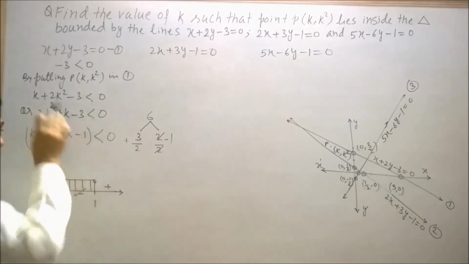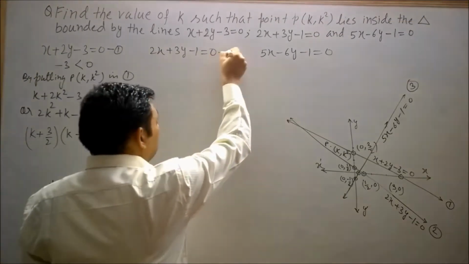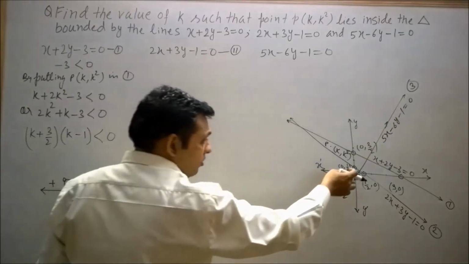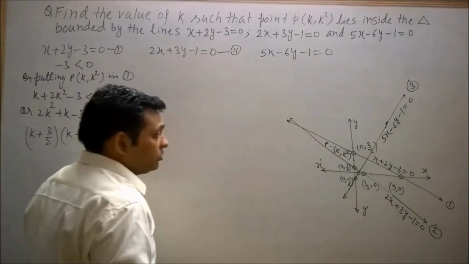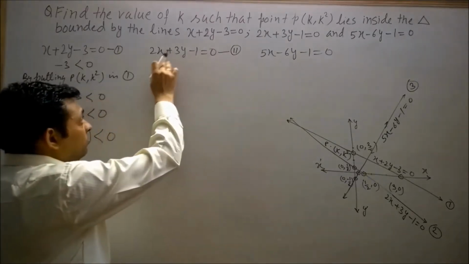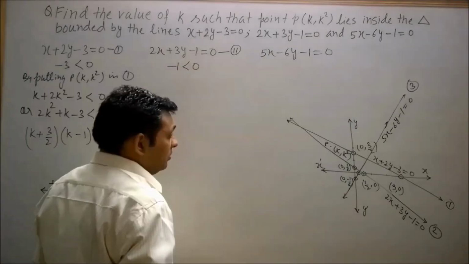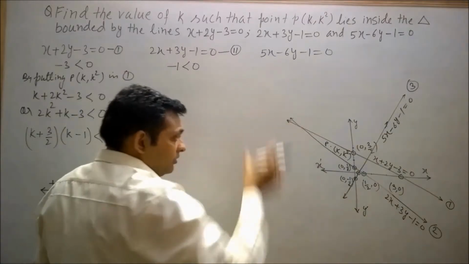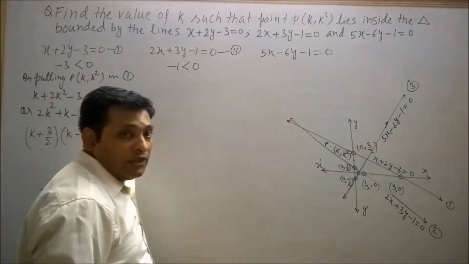These are the solution of the given inequality. Now consider the second equation. For this equation, origin and P are on the opposite side of this line. So by putting the value of origin in this equation, 0 plus 0 minus 1, minus 1 is smaller than 0. But point P and origin are on the opposite side of this line, so these points will give the opposite sign of inequality.